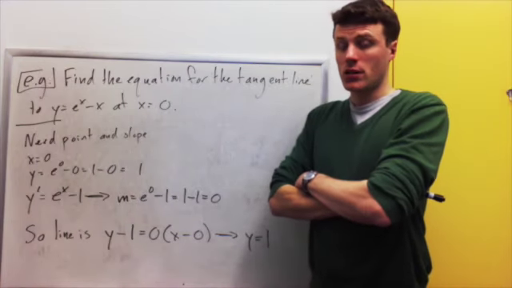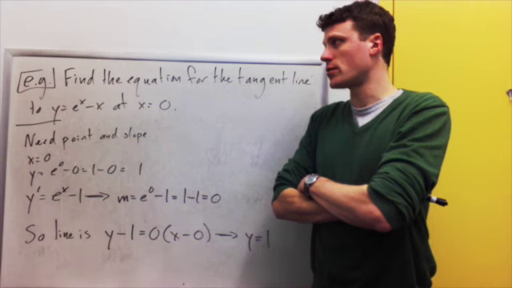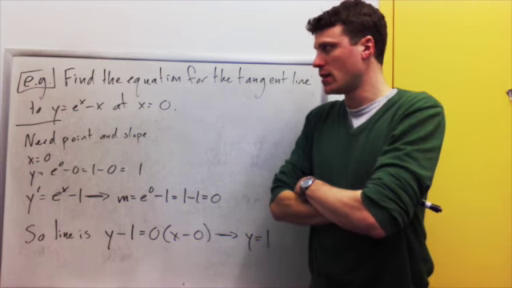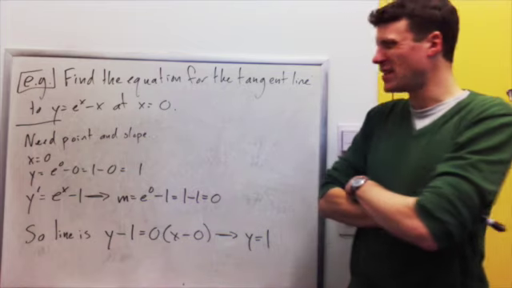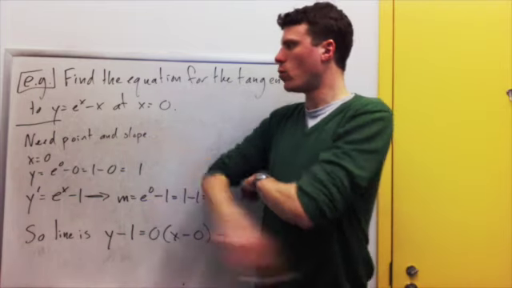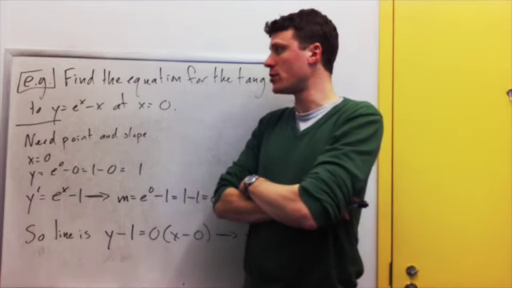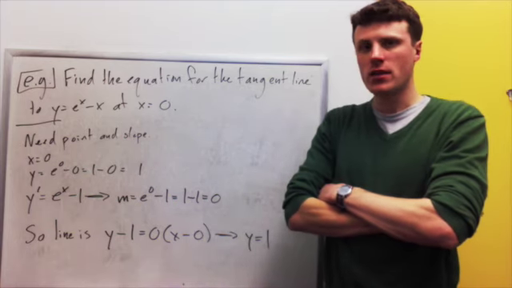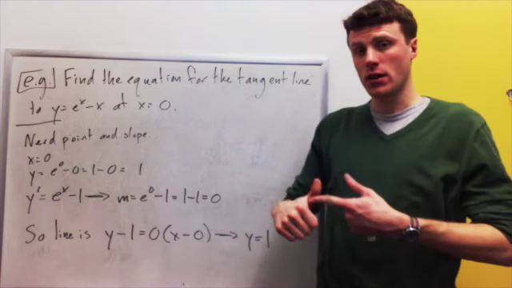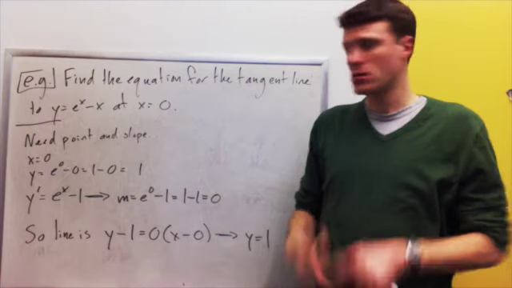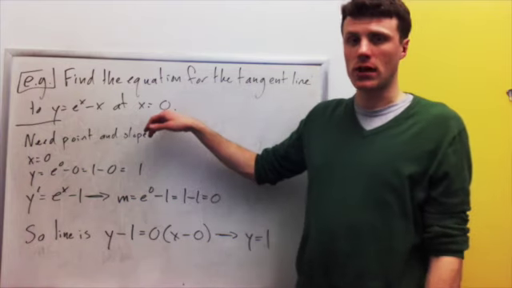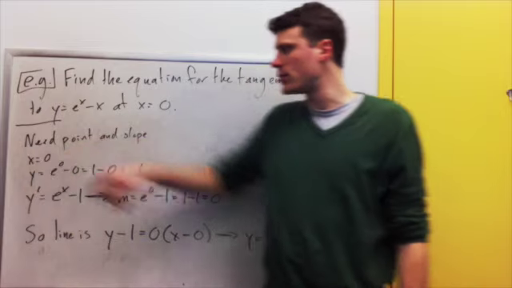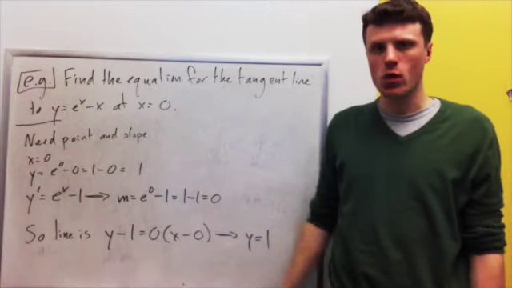Okay, so now let's apply the knowledge we've learned. First, let's think about this in the context of tangent lines. So let's find the equation for the tangent line to the graph y is equal to e to the x minus x at x equal to 0. To get the equation for a tangent line, I need a point and I need a slope. The point that I'm given is when x is equal to 0, so the y-coordinate corresponding to that is e to the 0 minus 0, which is 1.